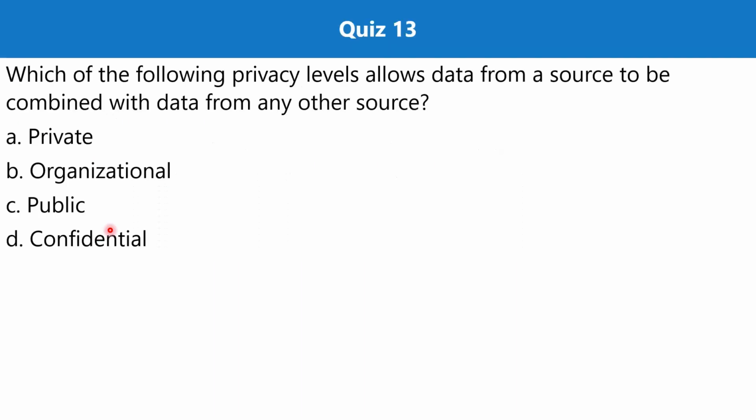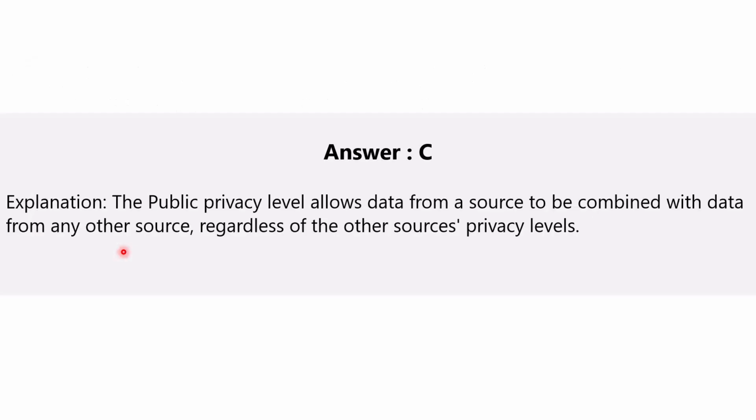Question 13. Which of the following privacy levels allows data from a source to be combined with data from any other source? And the four options include private, organizational, public, and confidential. The correct answer is option C, and the explanation says that the public privacy level allows data from a source to be combined with data from any other source regardless of the other source's privacy levels.